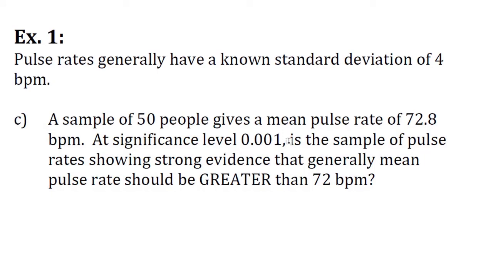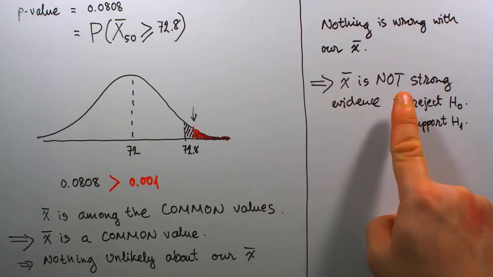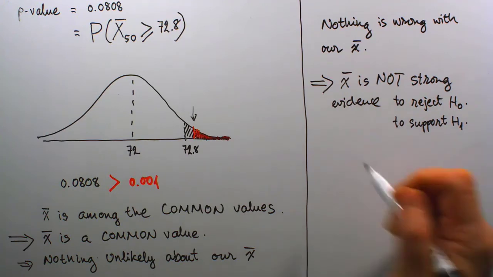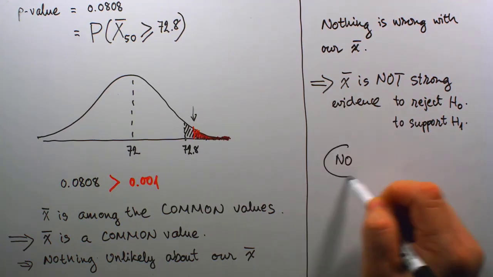And so now back to the wording of the problem. In the end, ultimately, our question here of the testing hypothesis problem is a yes or no question. What it says is, is the sample of pulse rates showing strong evidence? And so apparently just now we have proven that our sample is not showing strong evidence. And so the answer to that question I have highlighted is no.